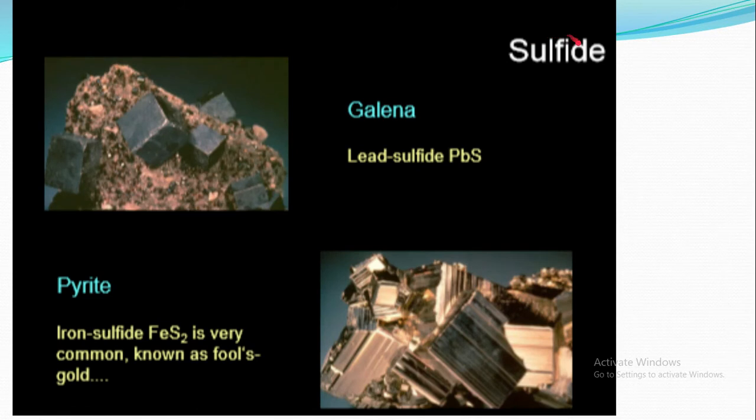Then sulfides, you know, galena, this is the galena. And pyrite, iron sulfide. Sometimes pyrites are called fool's gold because it is more or less similar to gold. Shining like a gold. But they are iron, sorry, iron sulfide. Pyrites are the ore mineral for iron. So this is the pyrite and this is the galena.